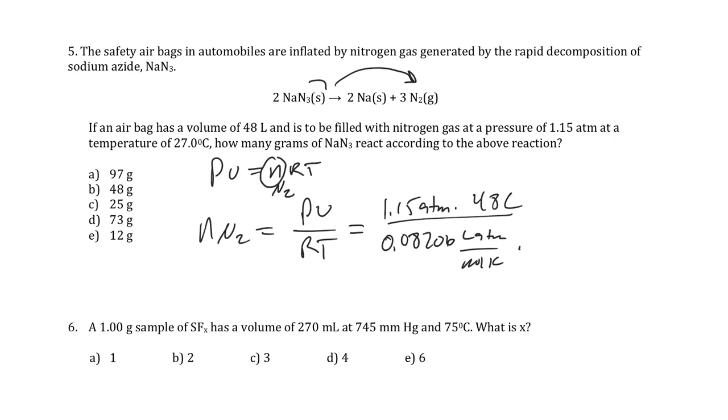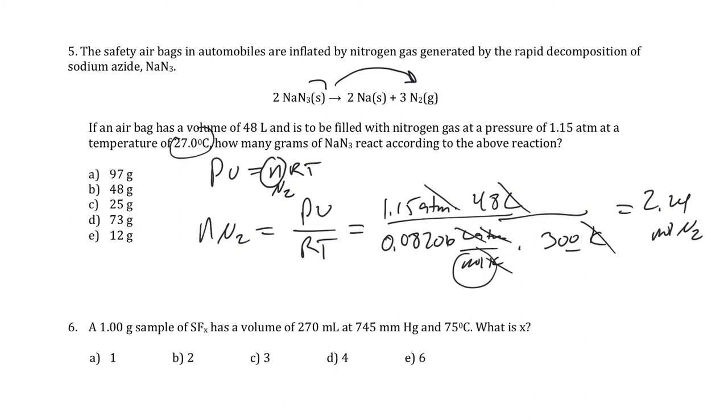We need to multiply by the temperature that this is going to happen at. So slightly warm temperature, 27 plus 273 is 300 Kelvin. Kelvin cancels, ATM cancels, liter cancels, 1 over moles gives us our moles. Let's work this out. 1.15 times 48, divide by the gas constant, divide by 300 Kelvin. It's 2.24 moles.